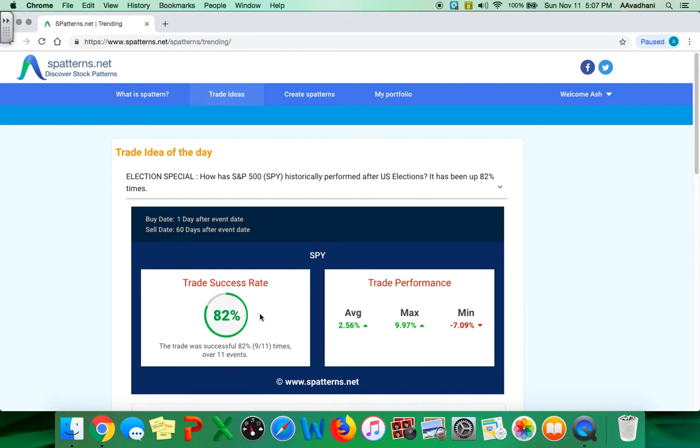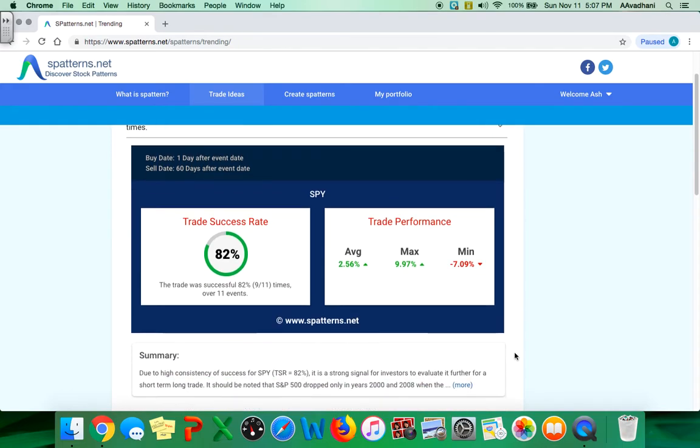The trade was successful 82% of the times. It was positive 9 out of the 11 times during the last 11 elections, with an average of 2.56%, a maximum of 9.97%, and a minimum of negative 7.09%. Let's look at the details of this trade.